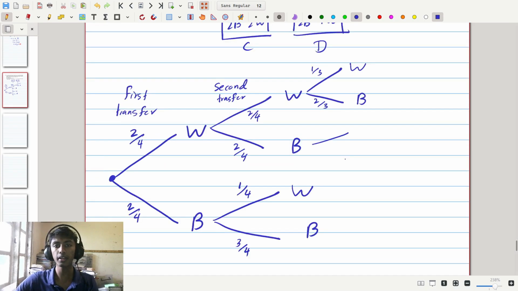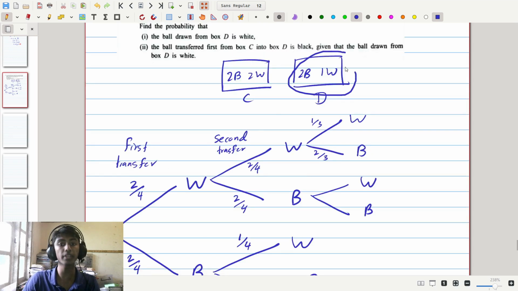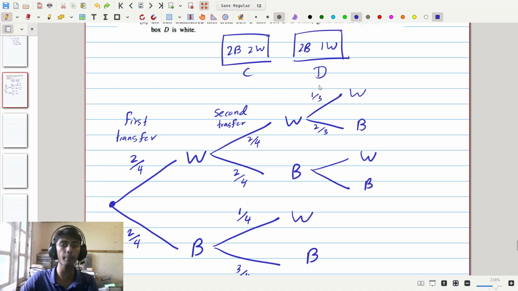Now for the next one, if we consider what's going to happen for a white ball or a black ball, we initially transfer a white ball from C to D, which means we have 2 white balls and 2 black balls in D. But then we transfer a black ball from D to C, which means we lose a black ball from D, leaving us with 1 black ball and 2 white balls inside of D. So in that particular case, with 2 white balls and 1 black ball, the probability of choosing white for the final draw is going to be 2 over 3, and the probability of choosing black for the final draw is going to be 1 over 3.